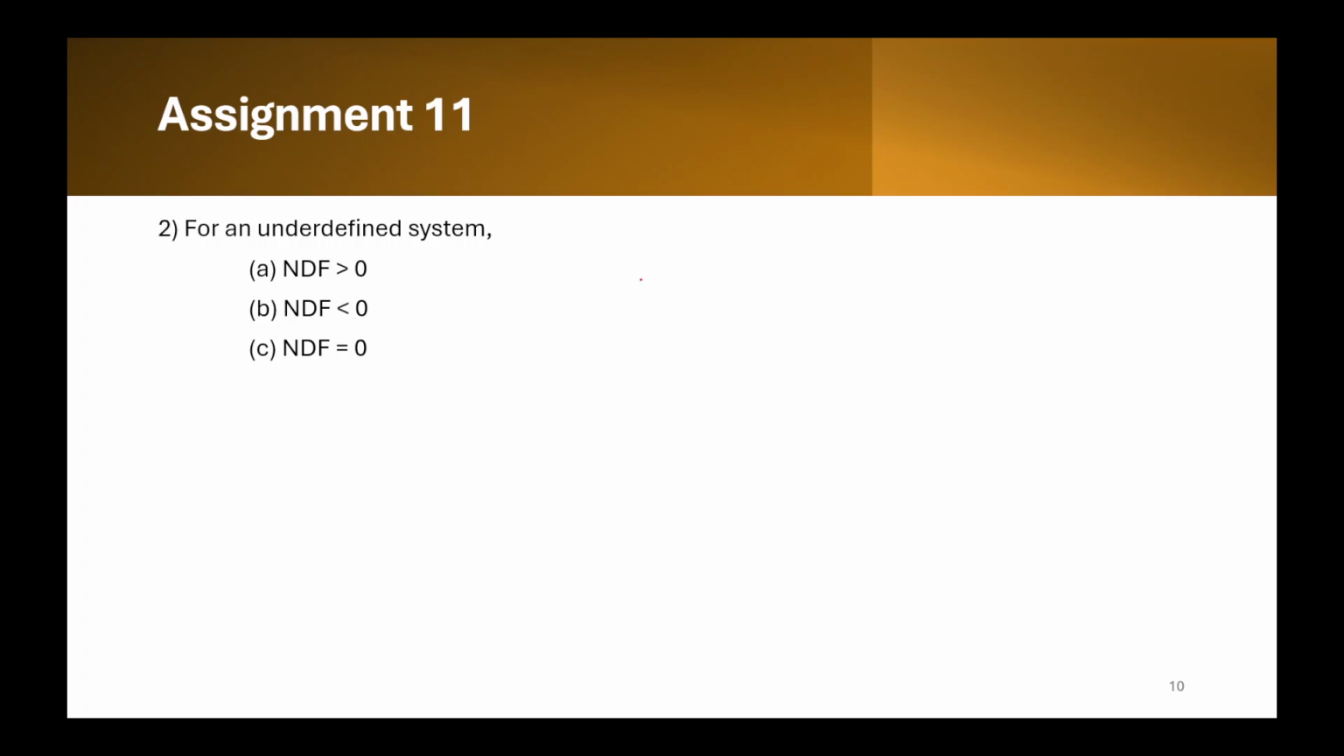So as I discussed in the previous slide, NDF is, in a broader sense, number of unknowns minus number of equations. So underdefined means there are more unknowns than number of equations. There are a number of unknown variables, but you have an insufficient number of equations. You require more equations to define your system. So it is called an underdefined system.